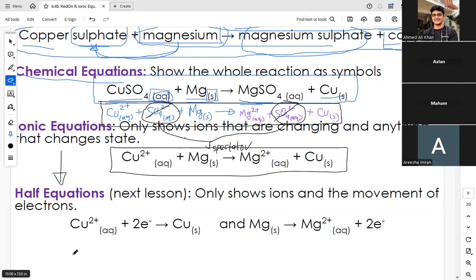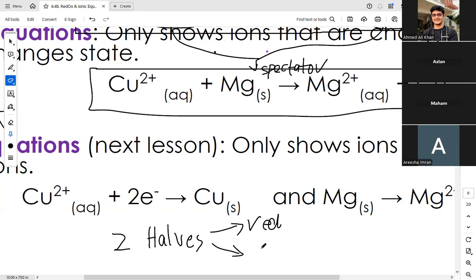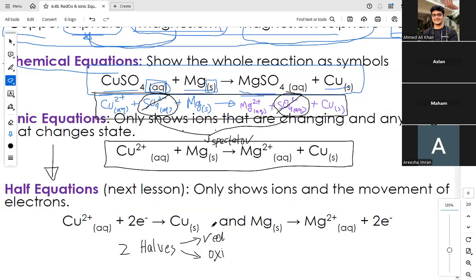What is a half equation? In a half equation, you basically break the reaction down into two halves. And what are those halves called? One half is the reduction half, and the other half is the oxidation half, right? So reduction half में क्या हो रहा होगा? Simply the species that is gaining the electrons, or the species in which the oxidation state is reduced, that is the species getting reduced, right? So that will be going in the reduction half.